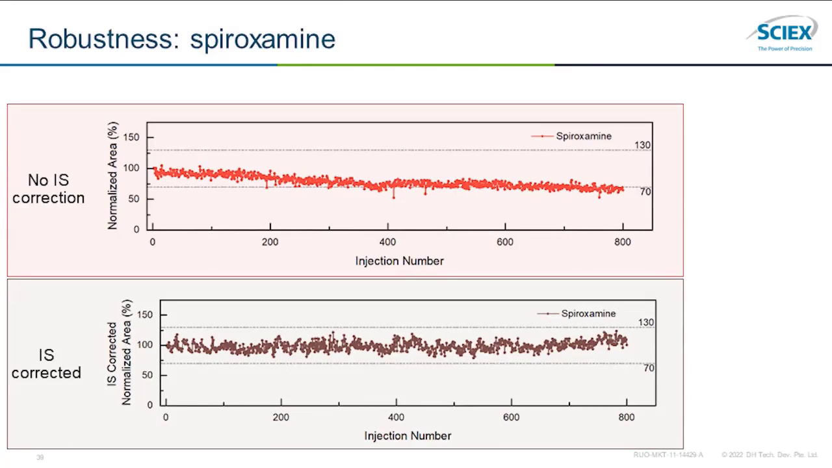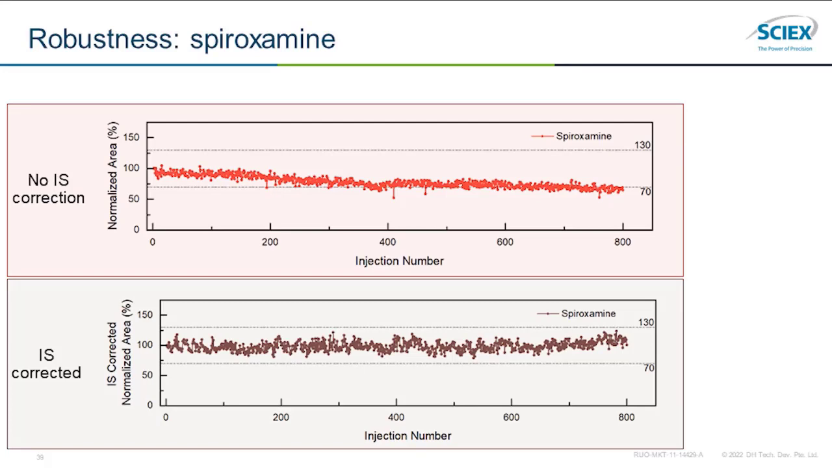It started at 100, that makes sense, since it's normalized to our area. And we see this decrease over time. So from injection number 1 to 800, it starts to deviate outside that plus or minus 30% line. We get this nice linear regression. If we correct that with an internal standard, though, we correct for that loss in sensitivity. And we see almost a more straight line, which is what we'd expect.